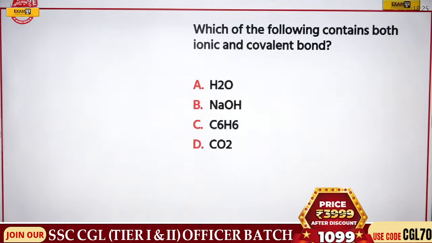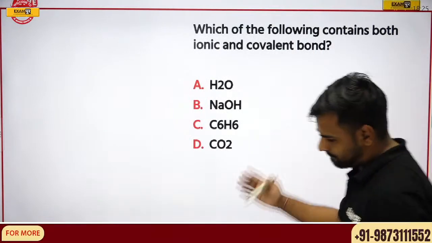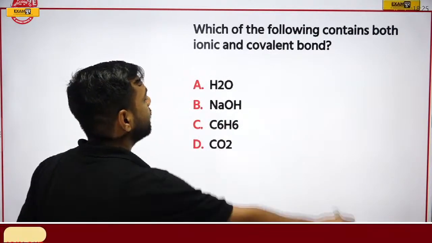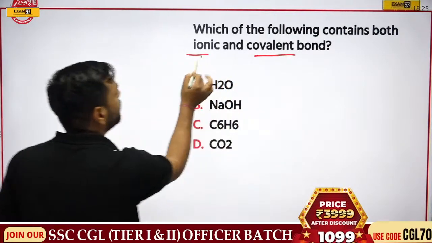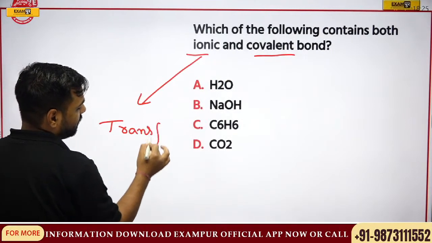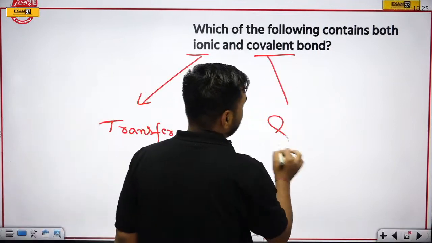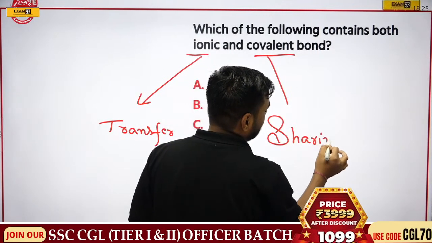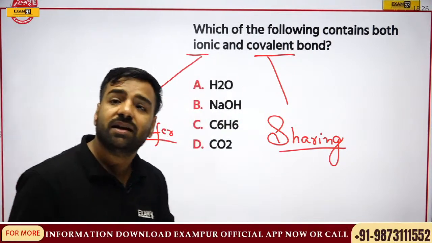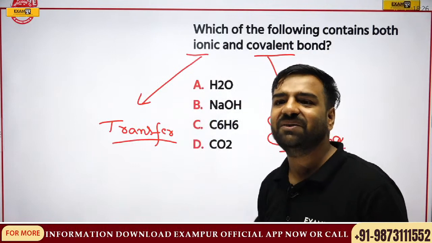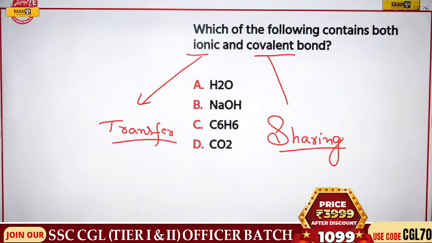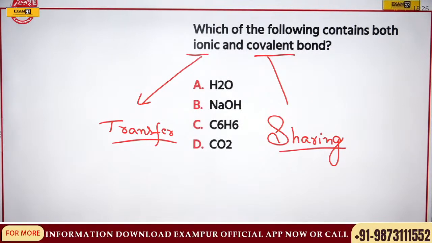Which of the following contains both ionic and covalent bond? Answer please. Now, the question, just try to relate this. Has both ionic and covalent. If I go with ionic, that means I'm talking about transfer of electrons. If I go with covalent, that means I'm talking about sharing of electrons. Now you must be wondering, sir, how is it possible that transferring will also be there and sharing will also be there? Is it possible? Yes, that's possible. Now how? You have to answer me this, then I'll explain. So answer please.